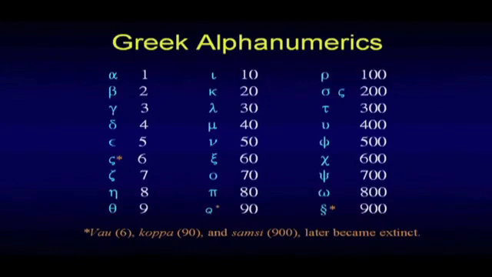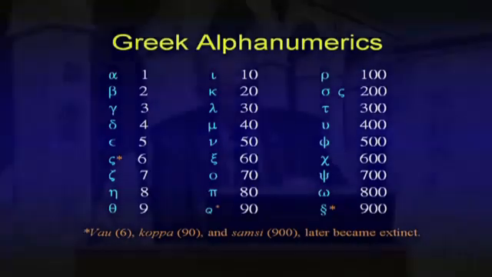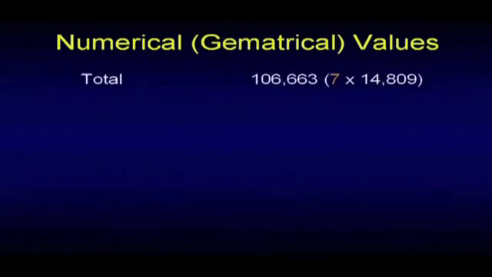In the Greek, Greek and Hebrew have the distinctive that every letter has a numerical value. So if that's true, and it is, then every word in the Greek has a numerical value. They call the study of that gematria. Okay? Now the total numerical values in the last 12 verses of Mark add up to 106,663. That's a multiple of 7 exactly. You've got to be kidding.